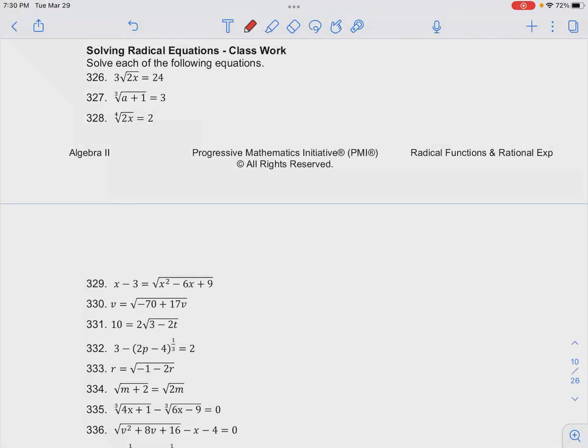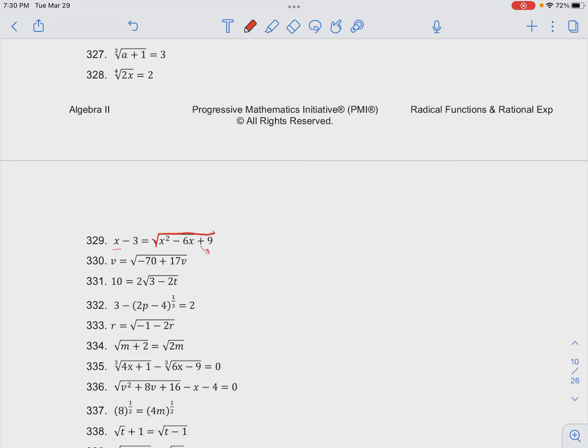In number 329 in your classic, for solving radical equations, we want to solve for the variable x. And so we have a trinomial under its square root. If we notice that this trinomial is factorable, we can factor this as (x minus 3) squared. So we're left with x minus 3 on the left side is equal to the square root of (x minus 3) squared. And so that means that we can take this square root and cross that out with the radical.